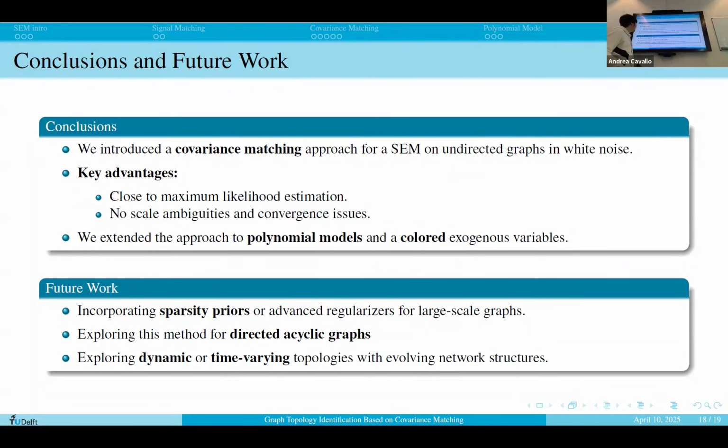Also, this is some future work we can extend it to directly, and also introduce some sparsity here, and even some dynamic or changing graph. Okay, thanks.